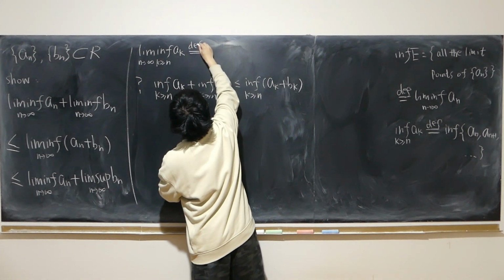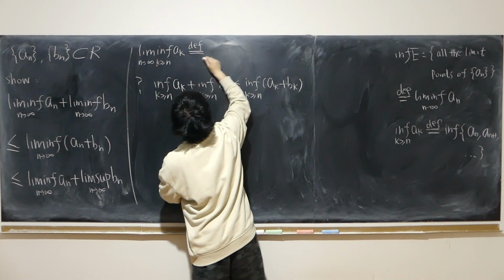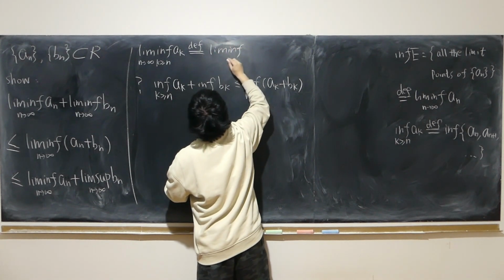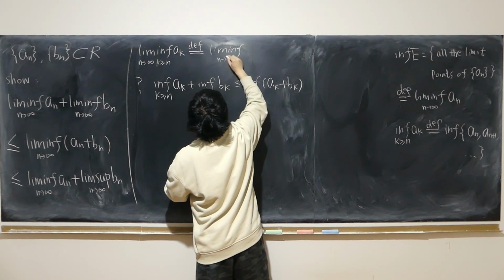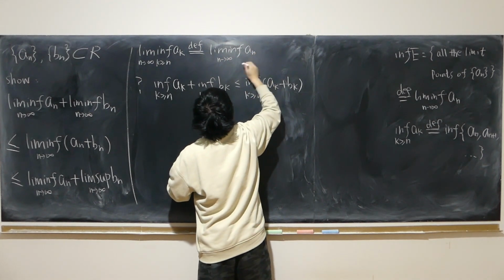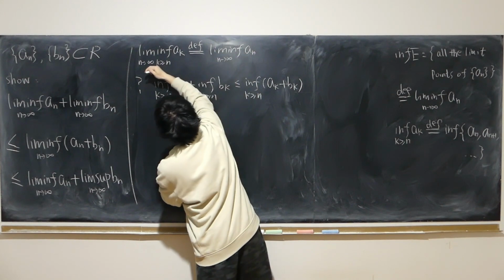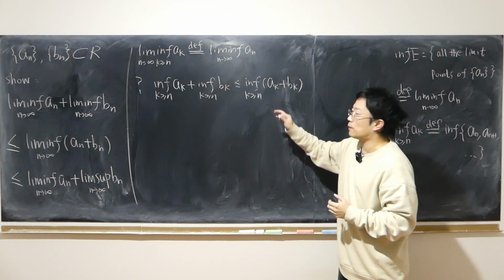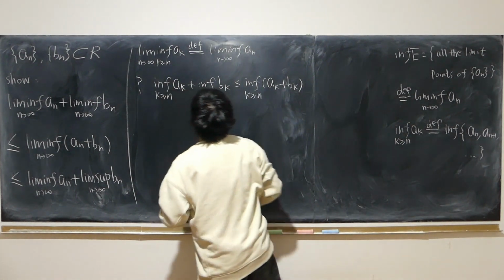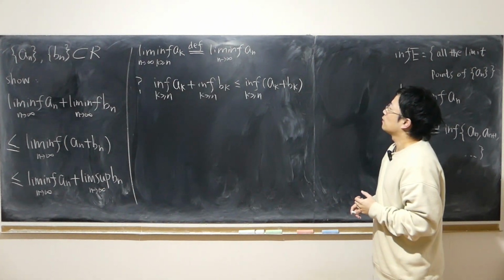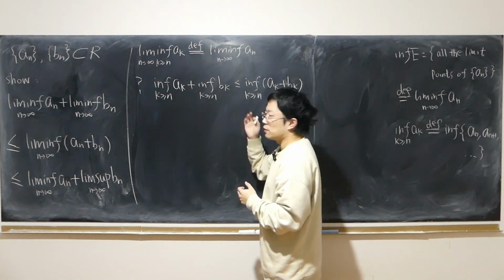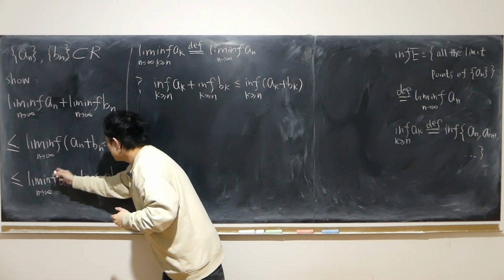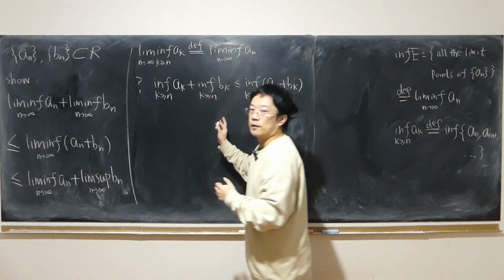Alternative equivalent definition of liminf. By definition, this is equal to that. So equivalent. Here's my goal. First of all, this one is easy to prove, but this one is hard to prove. First, let's deal with the easy one.